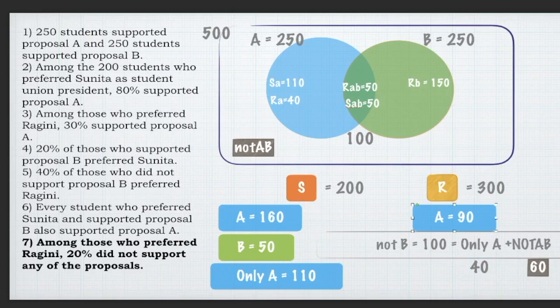And now the same story working with set B. 250 was the total count. 100 are gone to the common region as deducted earlier. That means only B region is 150. And you can also conclude that all of these people are supporters of R, because anybody who supported S and supported B belong to A and B. That means the remaining region, all the supporters or all the people or all the students are definitely Ragini supporters. So only Ragini supporters are 150.